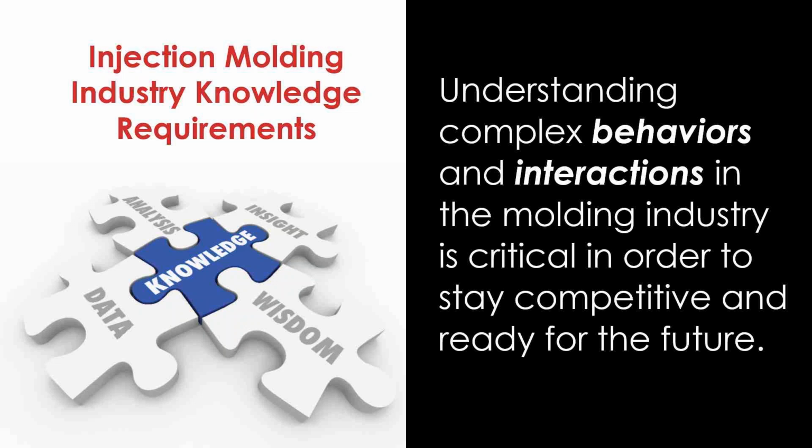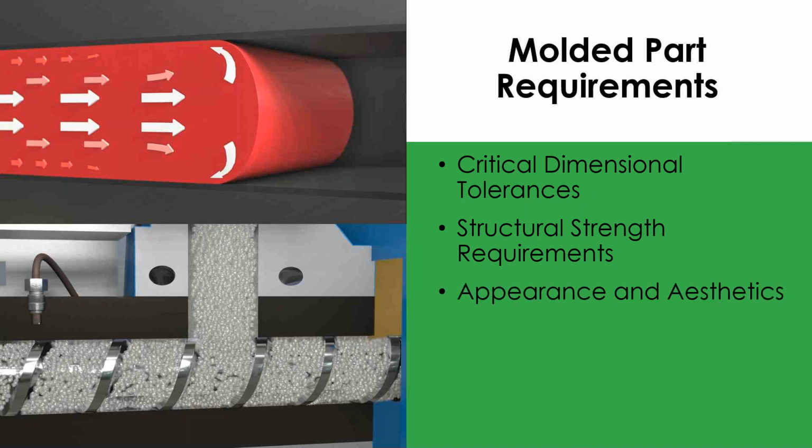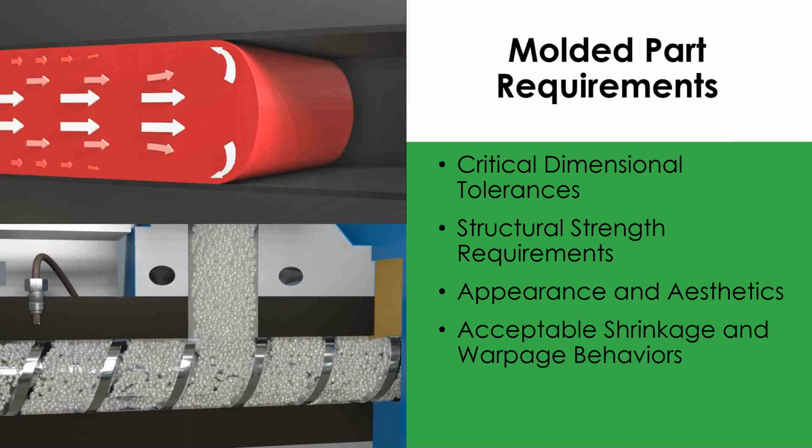All of that is really, really important to know and to really understand the material's behavior before you try to optimize the part design. So having said that, molded parts really have some requirements. Some of the requirements obviously are dimensional tolerances, and structural strength requirements that the part has to endure. Then we have some appearance and aesthetic challenges that need to be met. Of course, acceptable shrinkage and warpage behaviors in the part, and assembly functionality. Those are just the basic requirements that are important for the part designer to understand to really optimize the part itself.